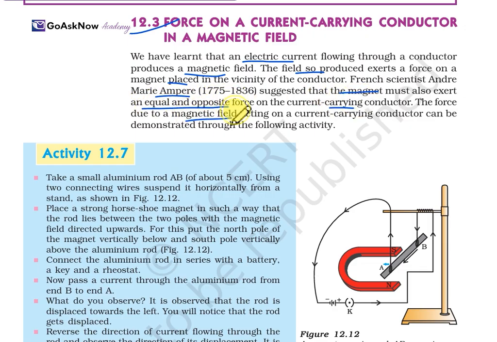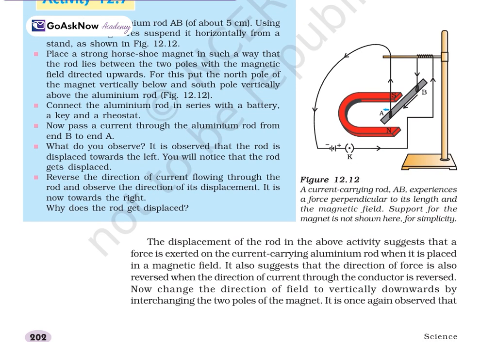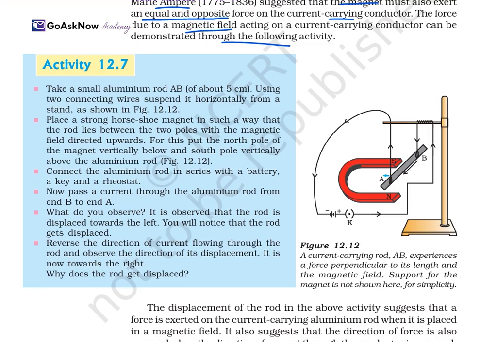The force due to the magnetic field acting on the current-carrying conductor can be demonstrated with the following activity. Firstly, take a small aluminium rod AB, about 5 centimeters long. Using two conducting wires, suspend it horizontally from a stand like this. Now place a horseshoe magnet in such a way that the rod lies between the two poles and the magnetic field is directed upwards.